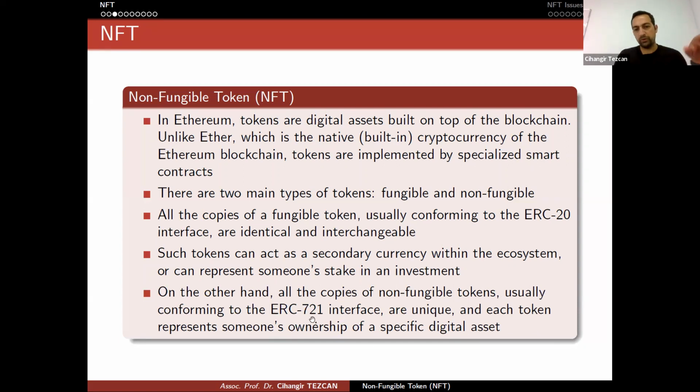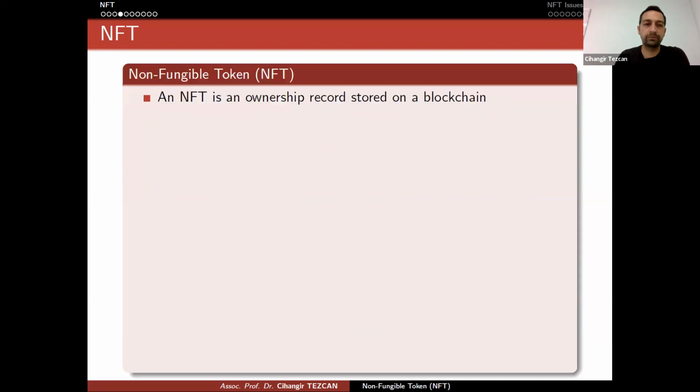Currently, almost all of the NFTs use the ERC721 standard. Whenever you buy an NFT, that NFT is simply a token with a number on it, which represents someone's ownership of a specific digital asset. This digital asset can be digital art, an image file, a video file, or anything that you can write there. To put it in simpler terms, an NFT is an ownership record stored on a blockchain.